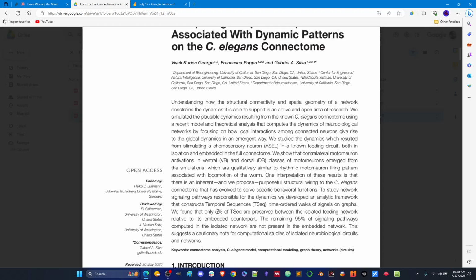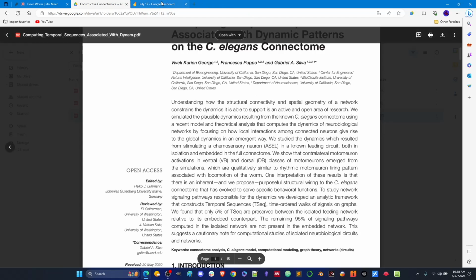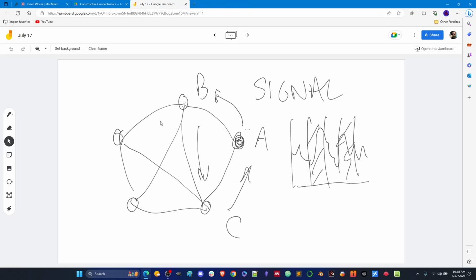So we found that only 5% of T-seq are preserved between the isolated feeding network relative to its embedded counterpart. So in this case, they're talking about embedding in a different way. They're talking about taking the feeding network as a single closed network versus a network that's connected to other things. So any connectome is going to be connected both to itself, to that ABC clique that I showed you here, and then to other things. So B is connected to this, C is connected to this, A is probably connected to other things I'm not showing.